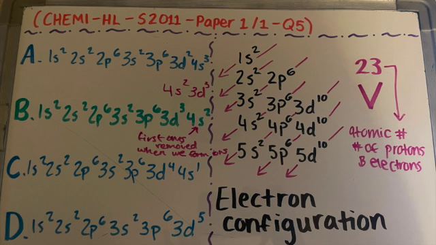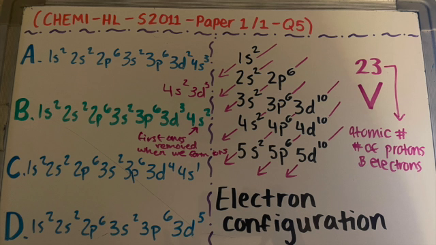For my first Paper 1 question, I was supposed to find out the full electronic configuration for the element vanadium. So the first thing I did was I looked at my periodic table and looked at where vanadium was and found out that its atomic number was 23, which is the number of protons and electrons. Then I drew the electronic configuration chart.